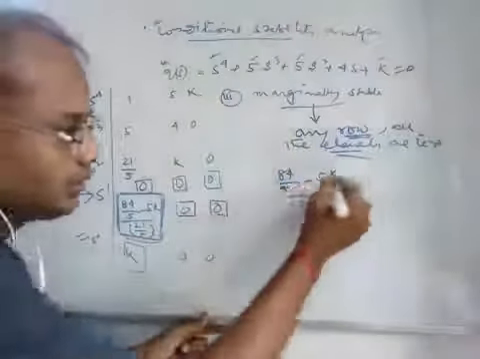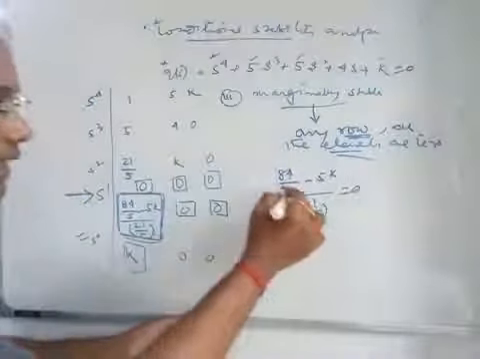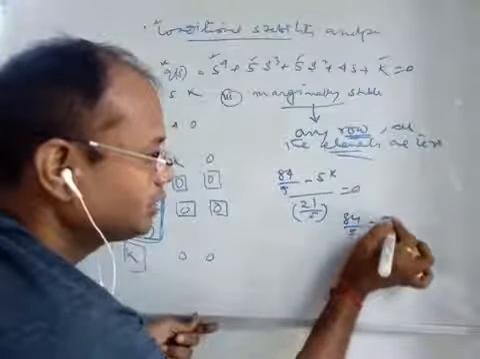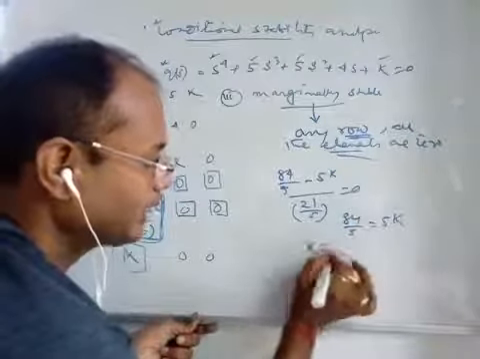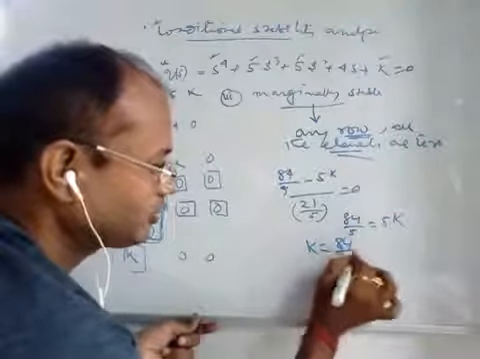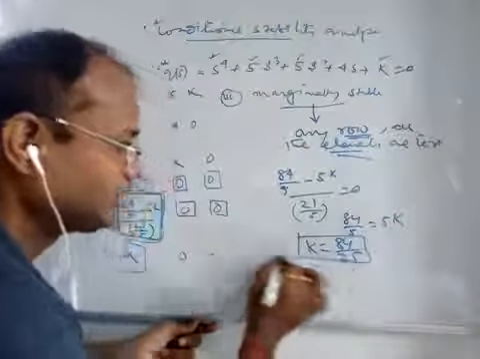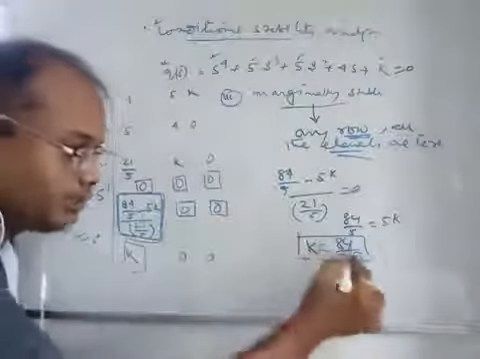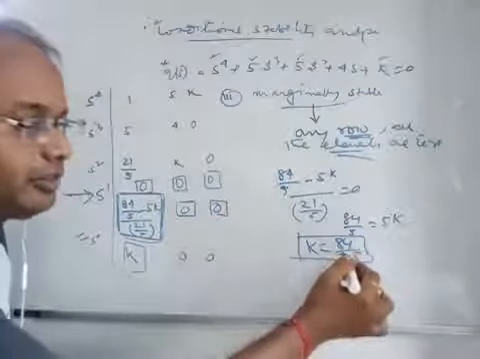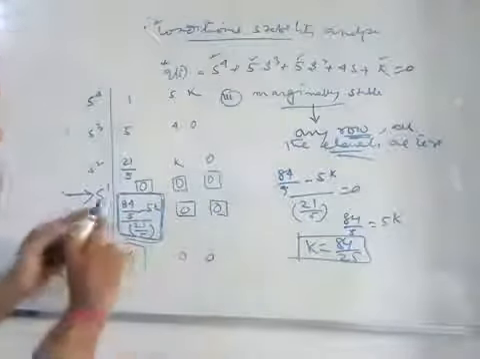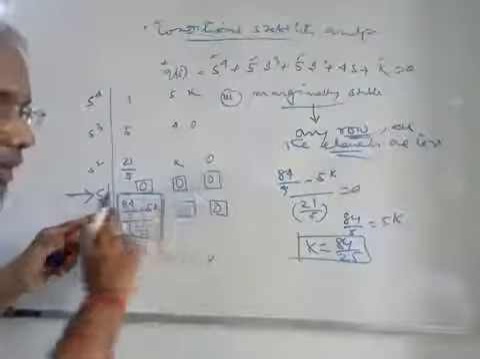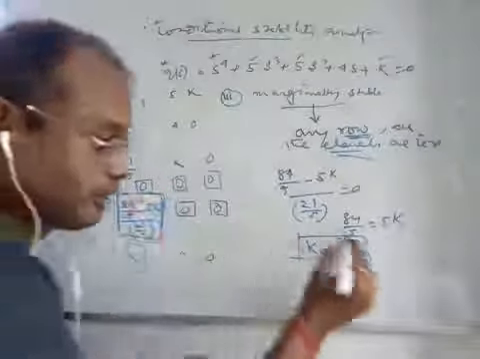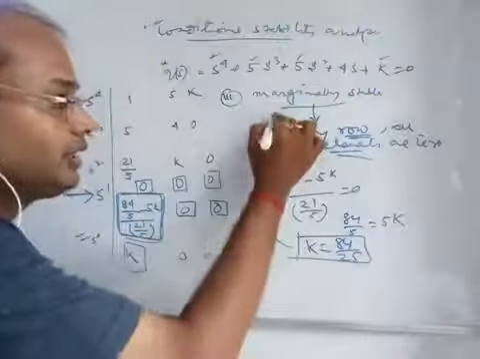That is your 84 by 5 minus 5k equal to 0. So 84 by 5 equal to 5k. So the value of k will have to be 84 by 25. That means if the system gain is adjusted in such a way that the value of k is only 84 by 25, then automatically this row will have all the elements 0 and the system will be marginally stable.